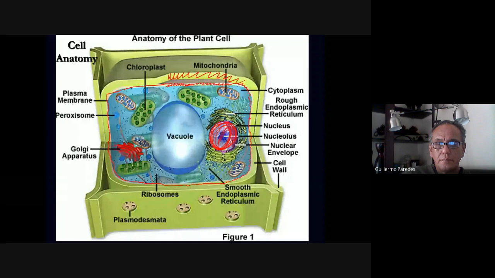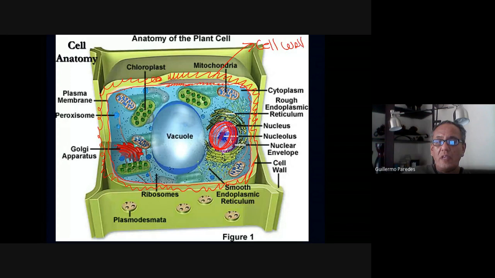Can you see this green, white, thick layer? All right, so that is the cell wall. It's not called cytoplasmatic membrane, it's called the cell wall. You see here the cell wall.